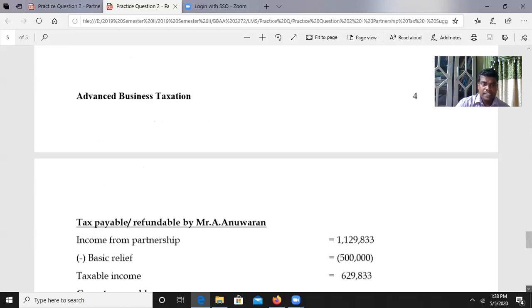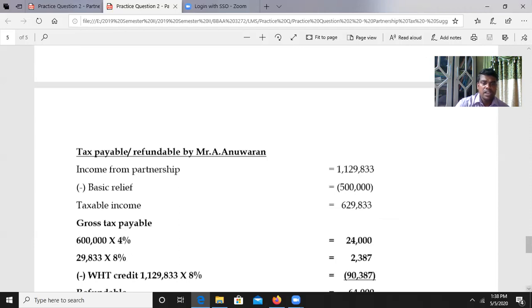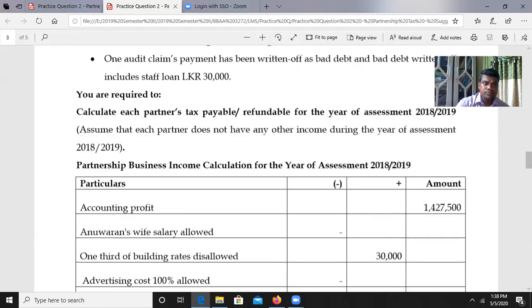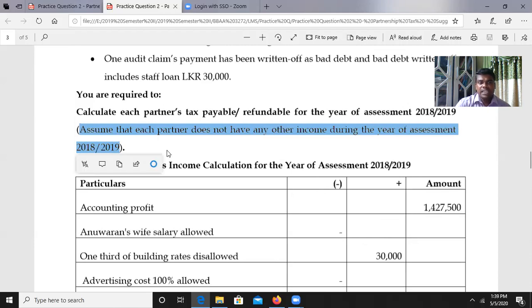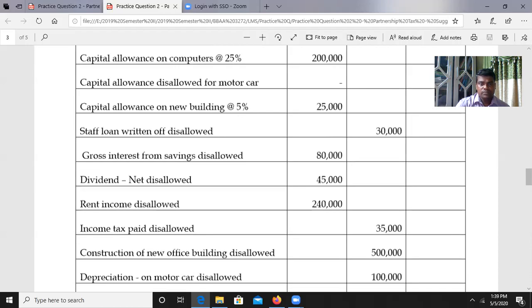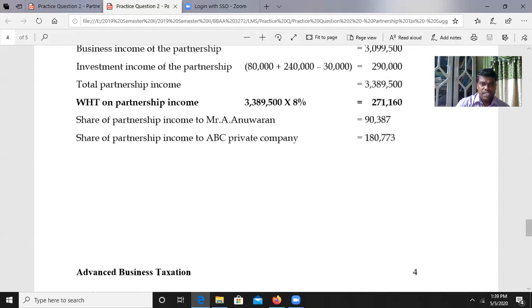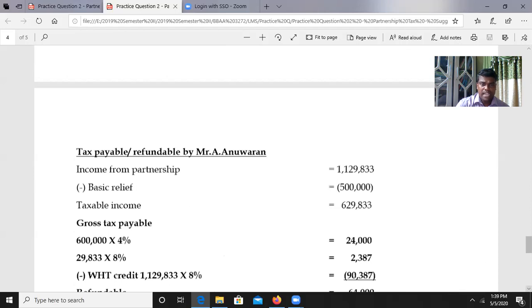Then you can see the personal income tax of Mr. Anuvaran. In this question, assume that each partner does not have any other income during the year of assessment 2018-19. That means both partners have income only from the partnership. They don't have any other income. That's why you can consider Mr. A. Anuvaran's personal income tax calculation.